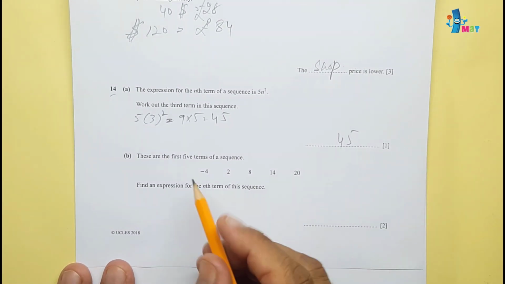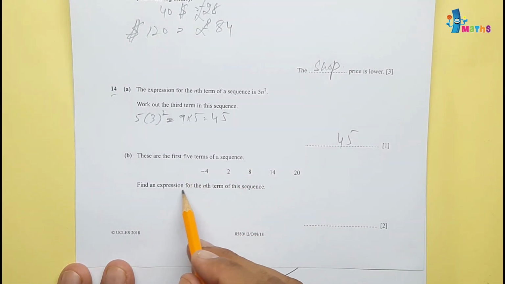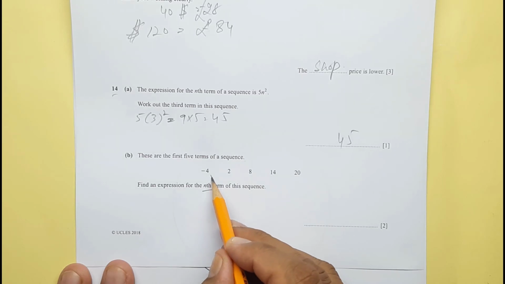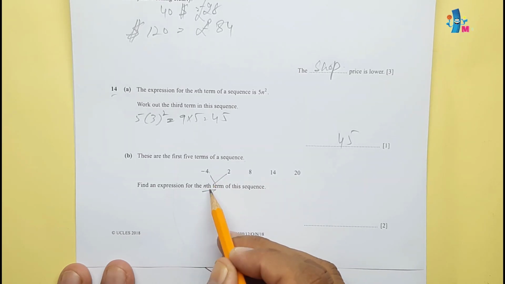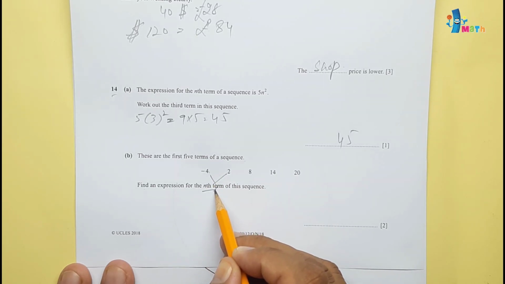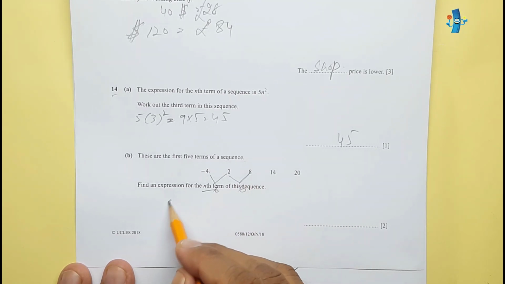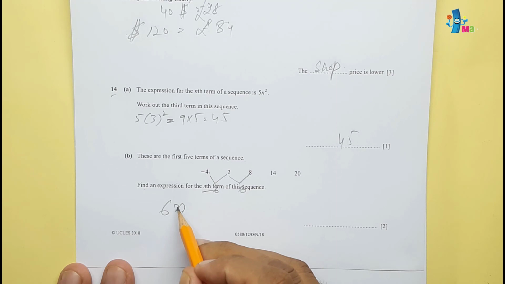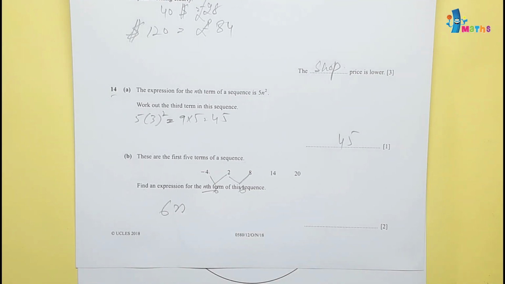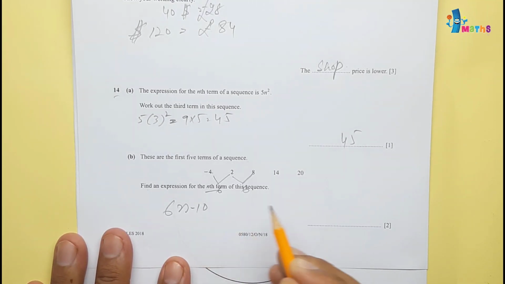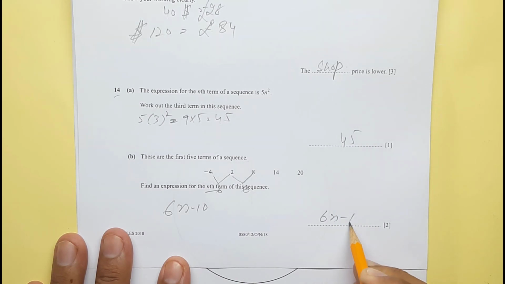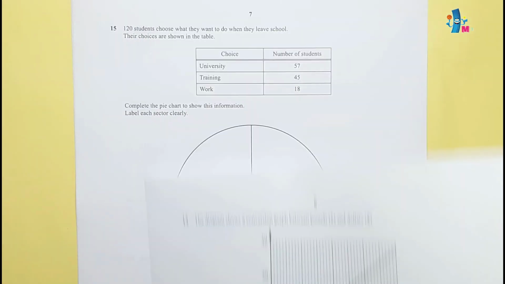These are the first 5 terms of the sequence. Find an expression for the nth term. We'll check the difference. 2 minus minus 4 will be 6. Similarly, 8 minus 2 will also be 6. So the difference is 6. We can write 6n. If we replace n equal to 1, we will get 6, but we require minus 4. So we have to write here minus 10. So 6n minus 10 will be our answer.